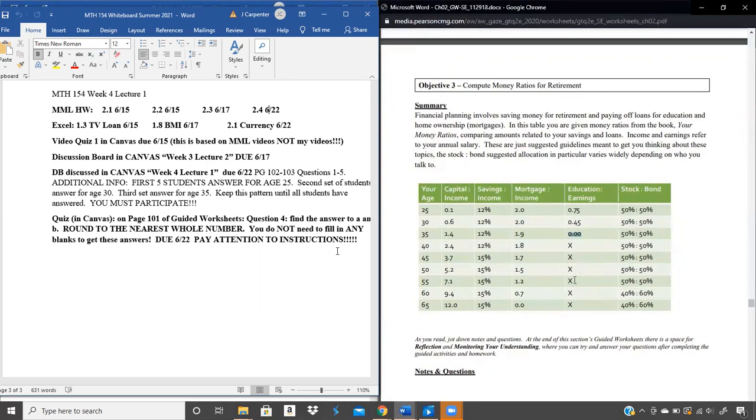All these X's afterwards, that means it's still just zero. You're not going to go back to school and acquire more debt.